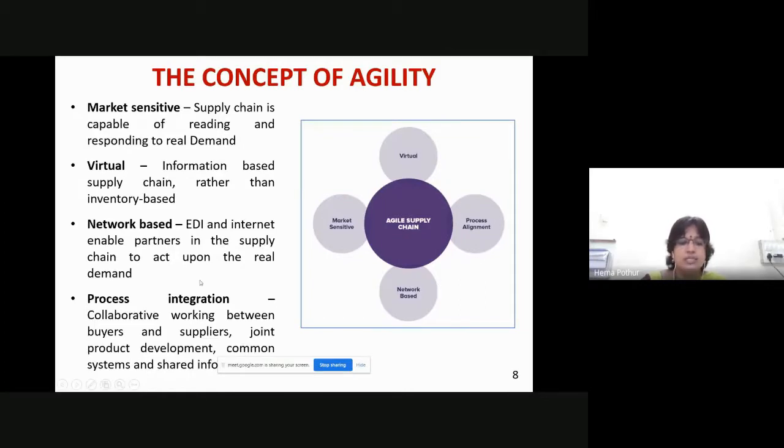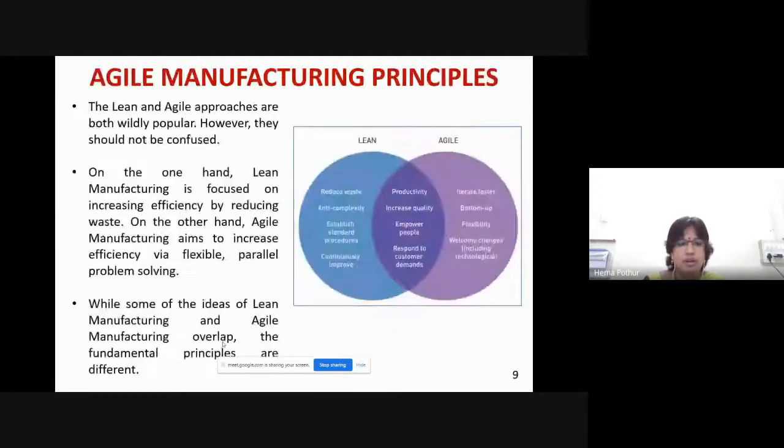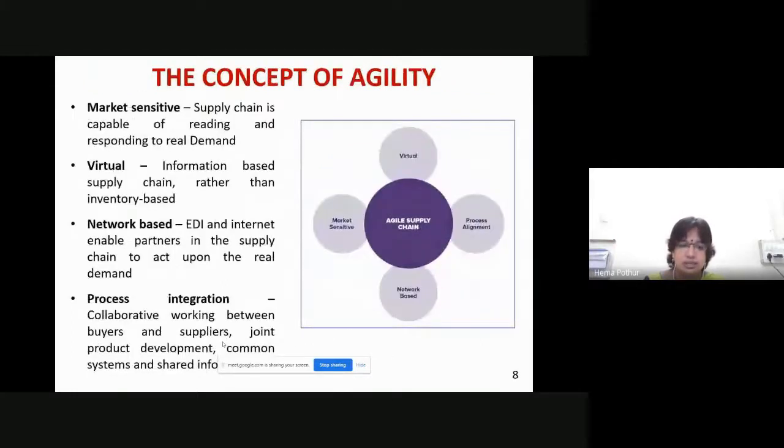What this process alignment is: collaborative working between the buyers and suppliers with a joint product development. We need to have a collaboration with both the buyer and the supplier. We are going to supply the products to the supplier, and then the supplier is going to supply the products to the buyers, where there should be a joint collaboration between those two to have enough product development, a common system, and the sharing of information.